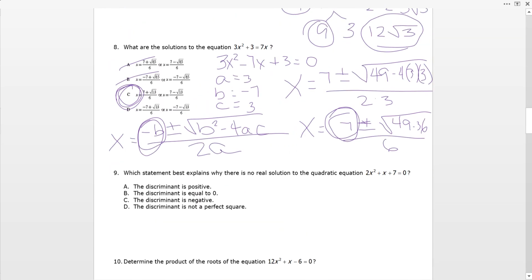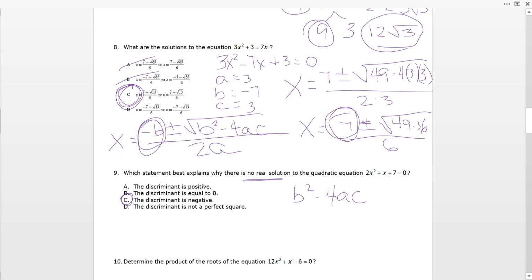Okay, discriminant review. The discriminant is the part of the quadratic formula that's underneath the radical sign. So the discriminant is b squared minus 4ac. But I don't even need to use that because it already told me if there's no real solutions, then my discriminant needs to be negative.